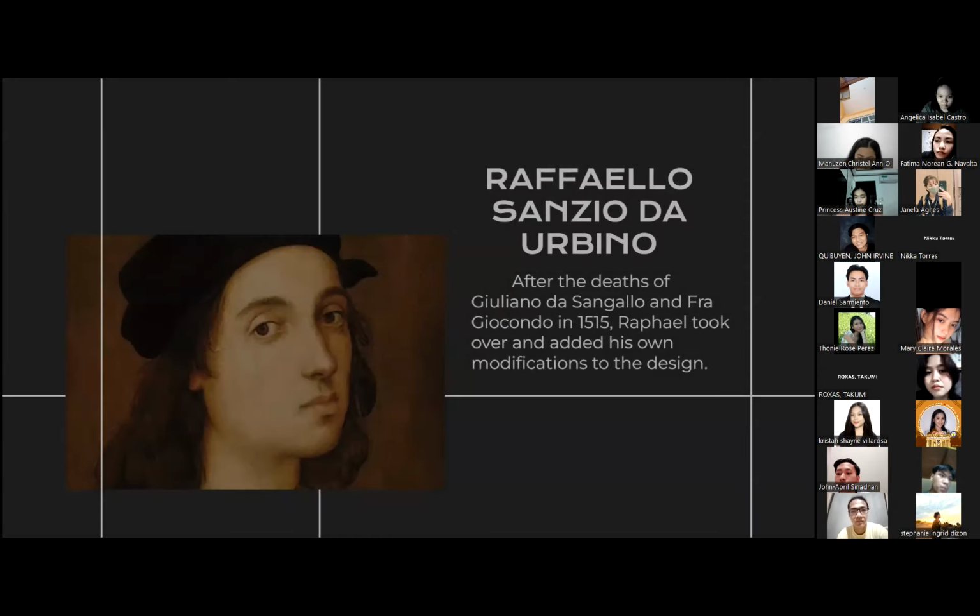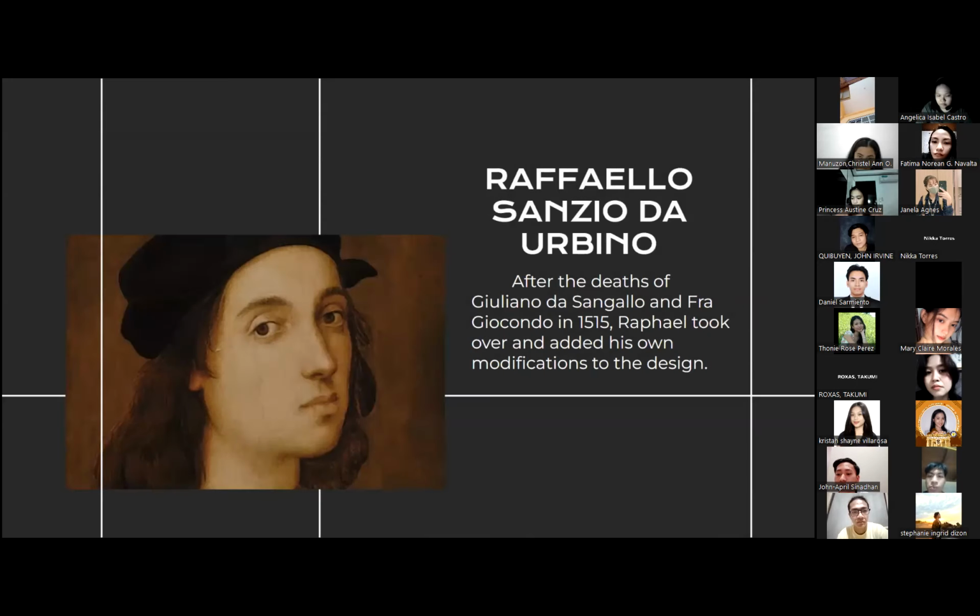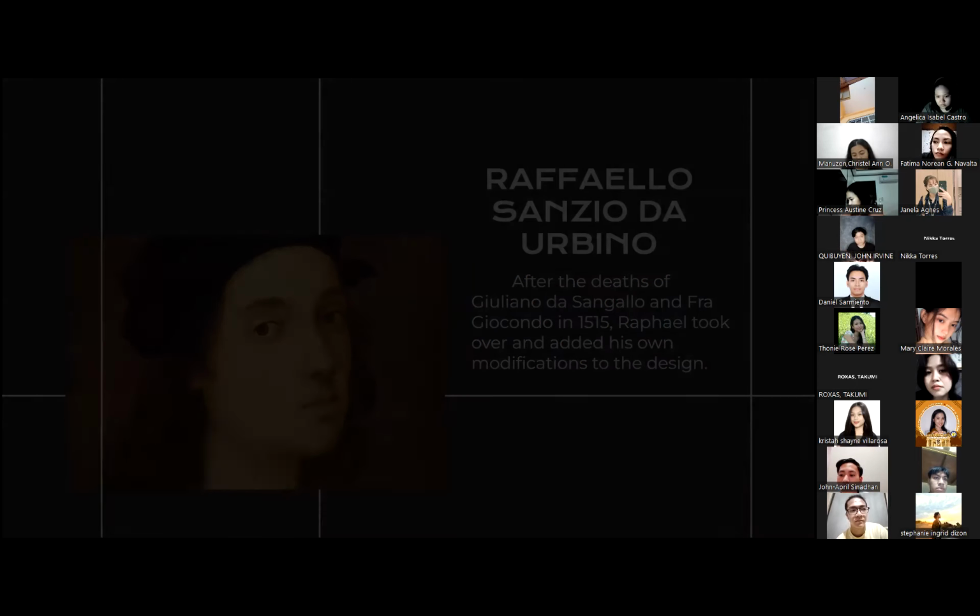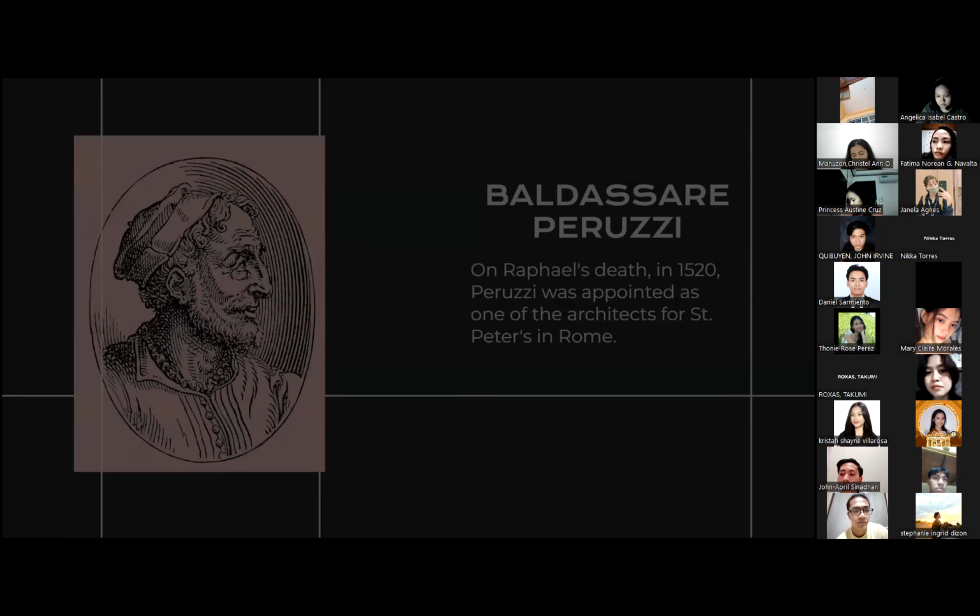Next is Raffaello Sanzio de Urbini. After the deaths of Giuliano de Sangallo and Fra Giocondo in 1550, Raphael took over and added his own modification to the design. His plan was for a basilica in the form of a Roman cross with a short corona and a facade. He died at the age of 37 and much of his work there was altered and demolished. Next slide. Next is Baldassare Peruzzi.